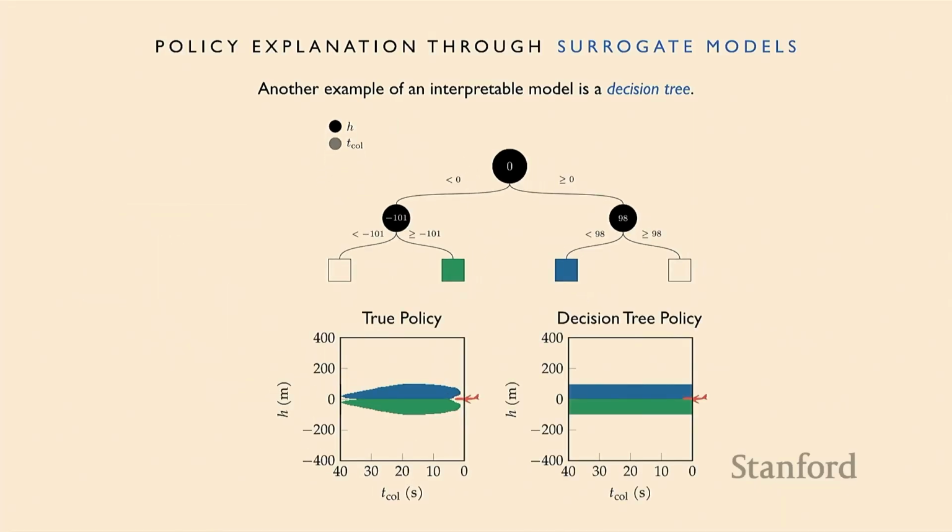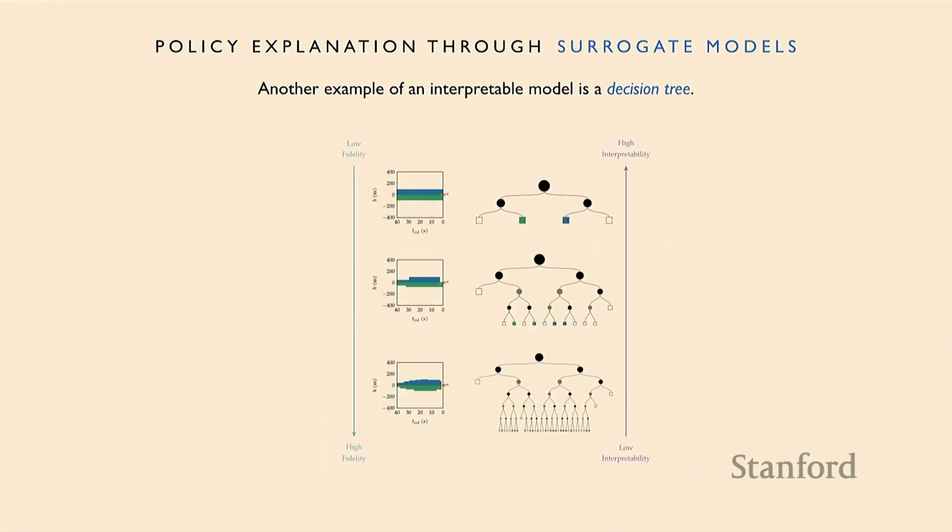But of course, it's not exactly faithful to the true policy. So here's what this decision tree policy would look like. We kind of just created these layers here. And again, we have the same trade-off between fidelity and interpretability. Here, we can get a decision tree to represent a policy that looks much closer to our true policy, but then we have this big decision tree with lots of different branches that we would need to go down to try to understand what it's actually doing.